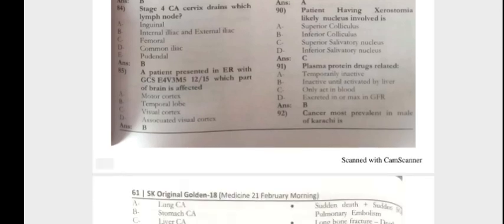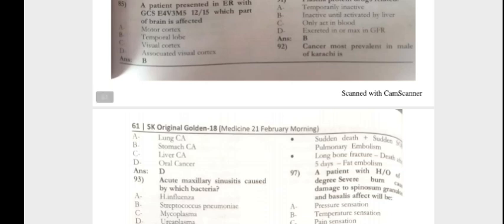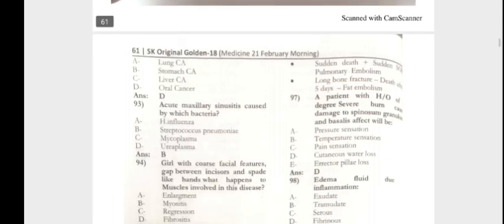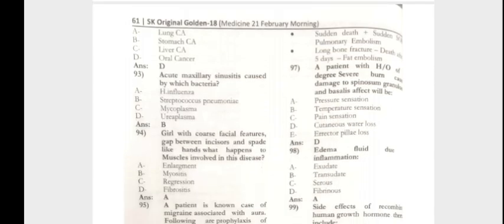The plasma protein drug is inactive until activated by the liver. Cancer most prevalent in males of Karachi, that is the oral cancer. Acute mastocytosis is caused by which bacteria?